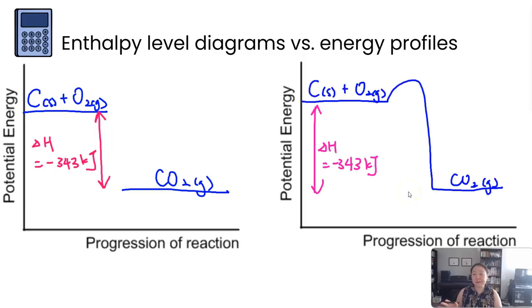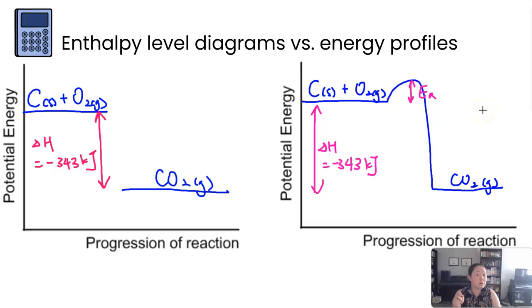Now, if we're looking at an energy profile, you're going to see that it looks very similar. You have your reactants on your left, and on the right side, you're going to have your products. You are going to include the energy difference, that enthalpy of reaction, in there as well, but you can see that there's a little bit of a bump here. And this bump is activation energy.